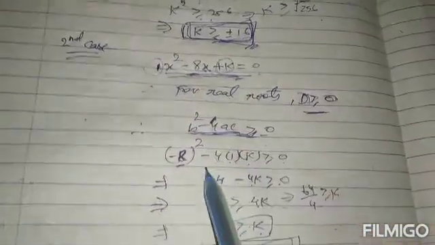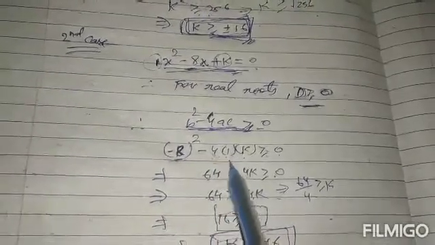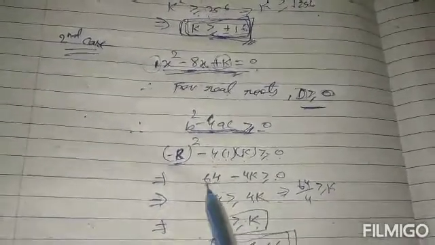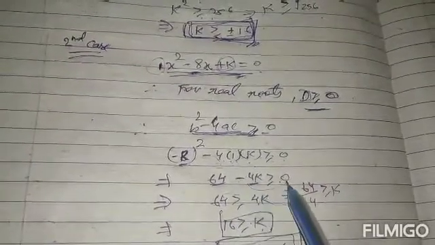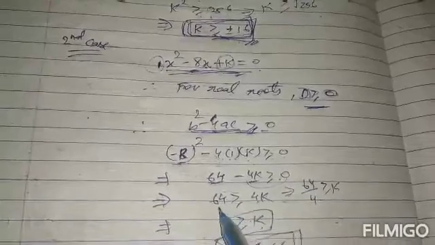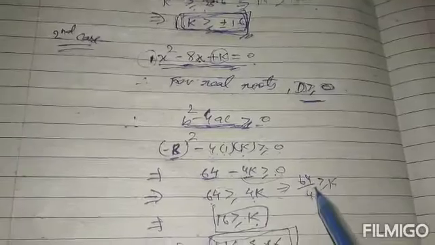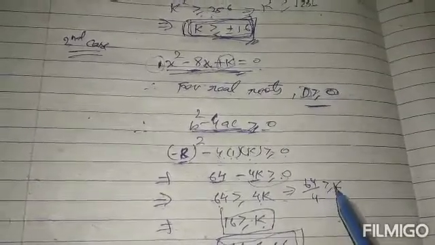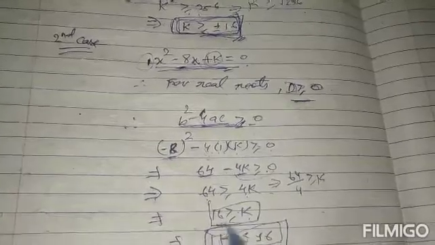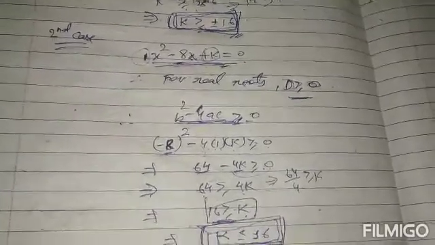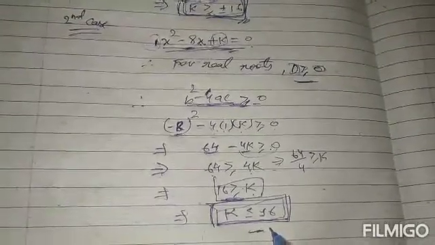Again, if we substitute the values here, it can be written as minus 8 whole square minus 4 into 1 into k. Minus 8 whole square is 64. 4 into 1 into k equals minus 4k. If we take this minus 4k to this side, it can be written as 64 is greater than or equal to 4k. That means k is less than or equal to 64 upon 4, that is 16. Therefore, the value of k is less than or equal to 16. Hope it will be clear to all of you.